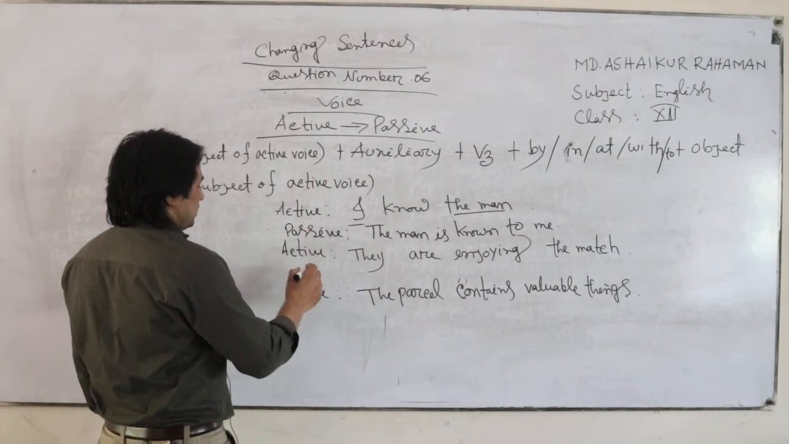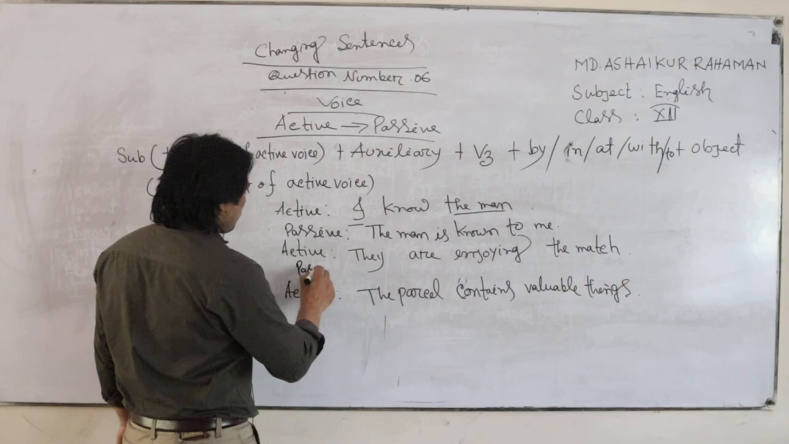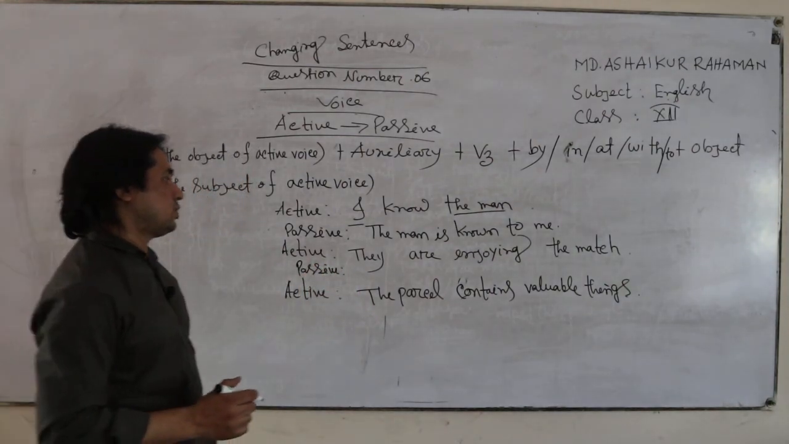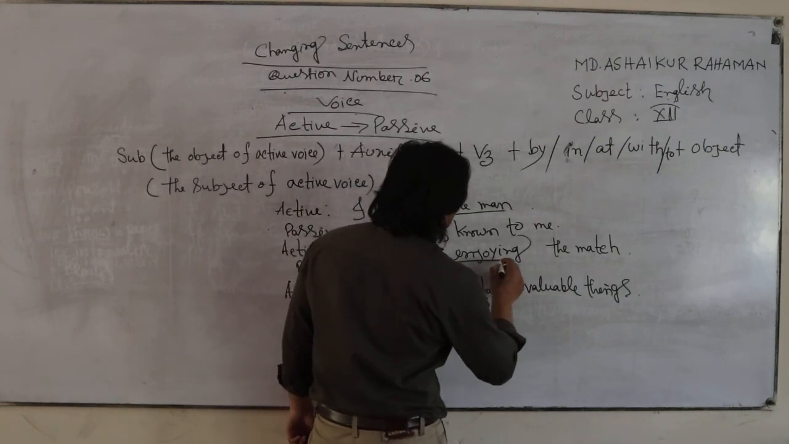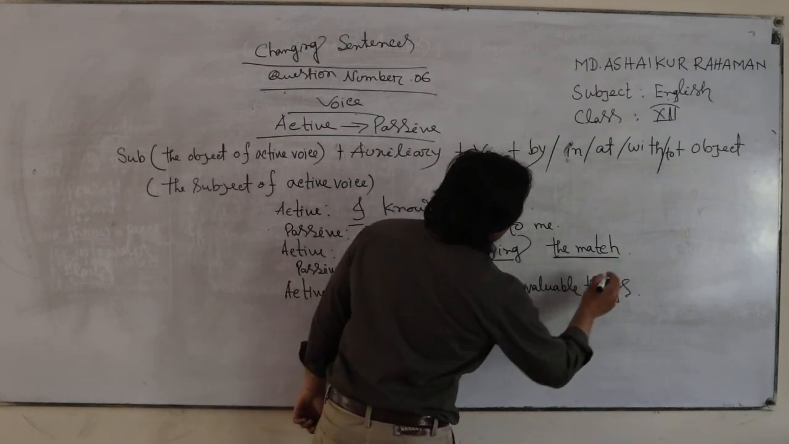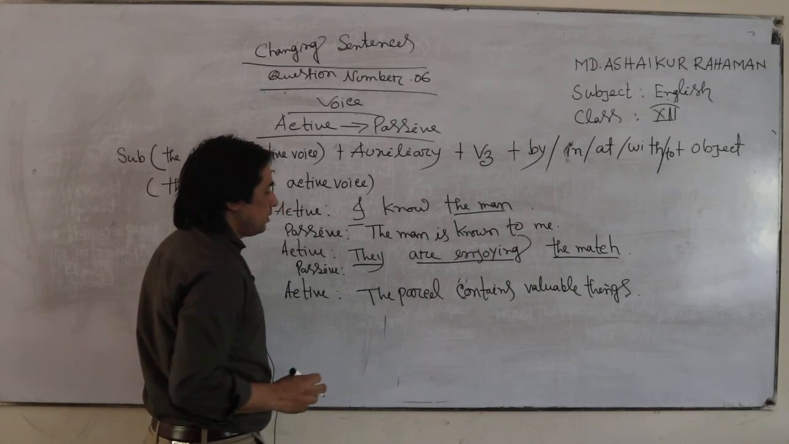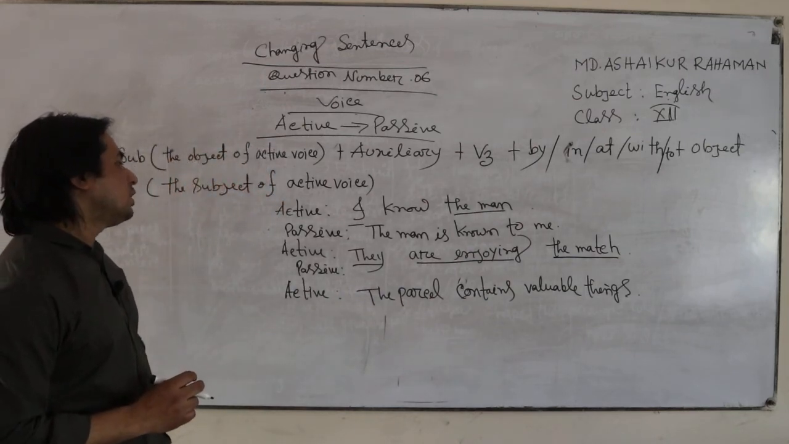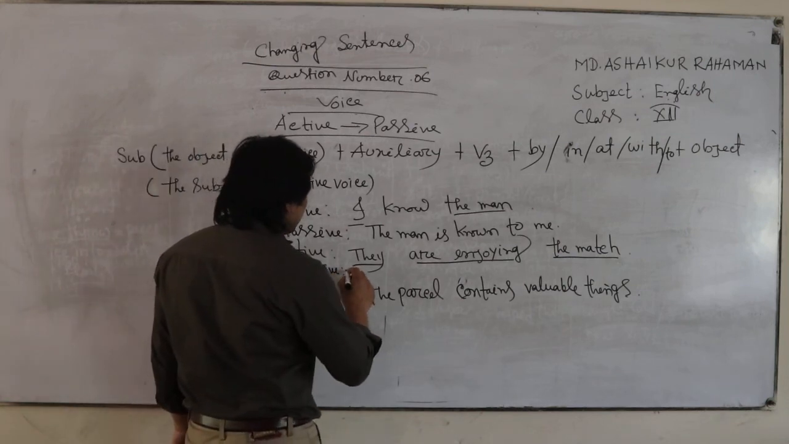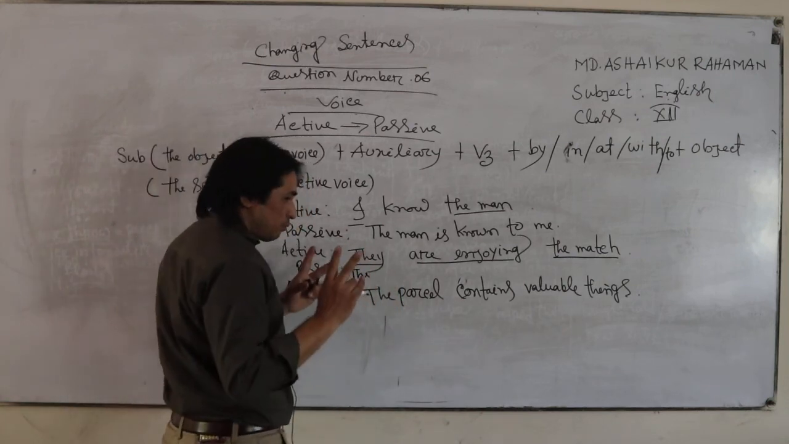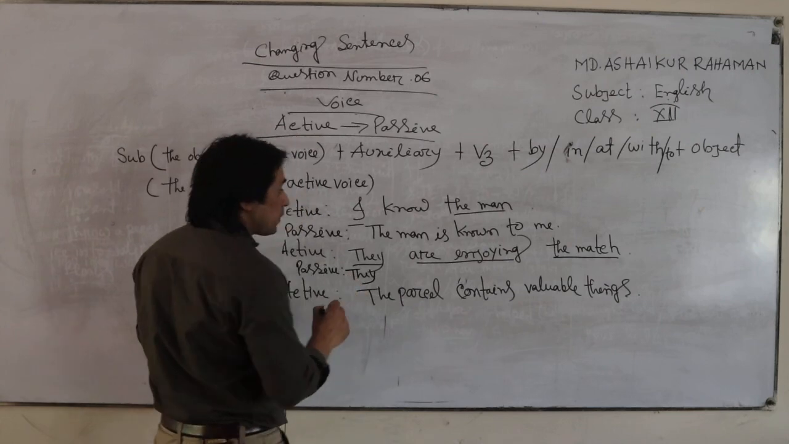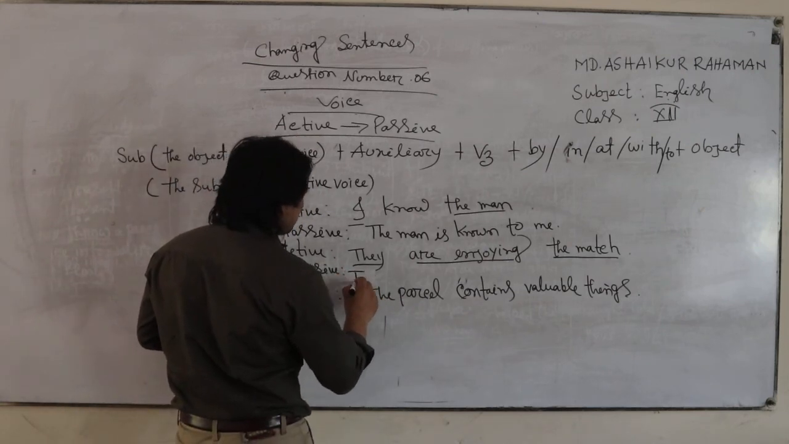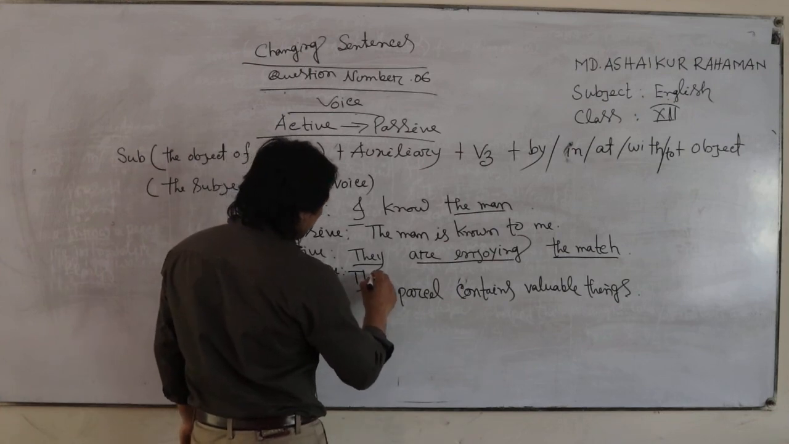And if we convert the second one into passive, we'll see: they are enjoying the match. Here are enjoying is the verb, match is the object, and they is the subject. So the match will be placed at the beginning, as the subject. As it is the object, it will be the subject of the passive voice: the match.